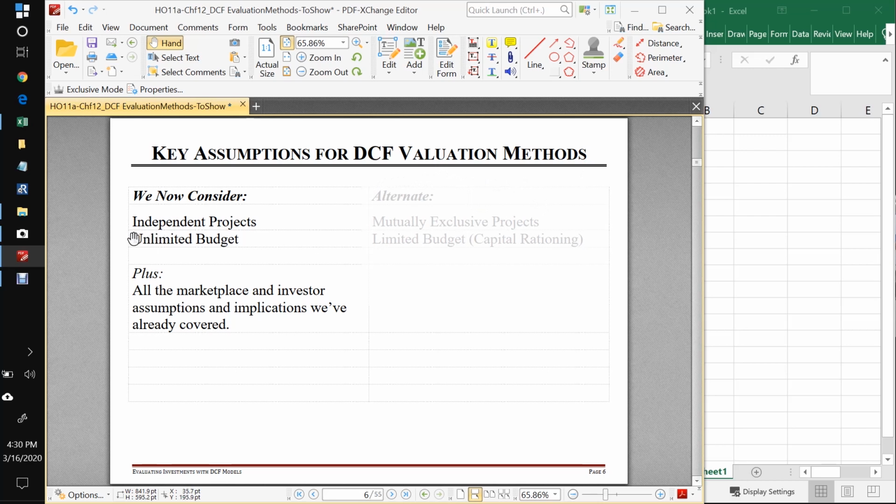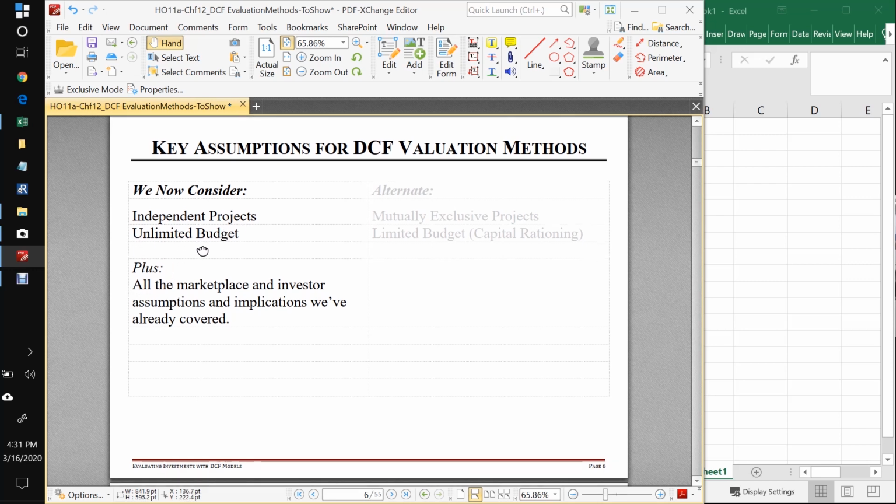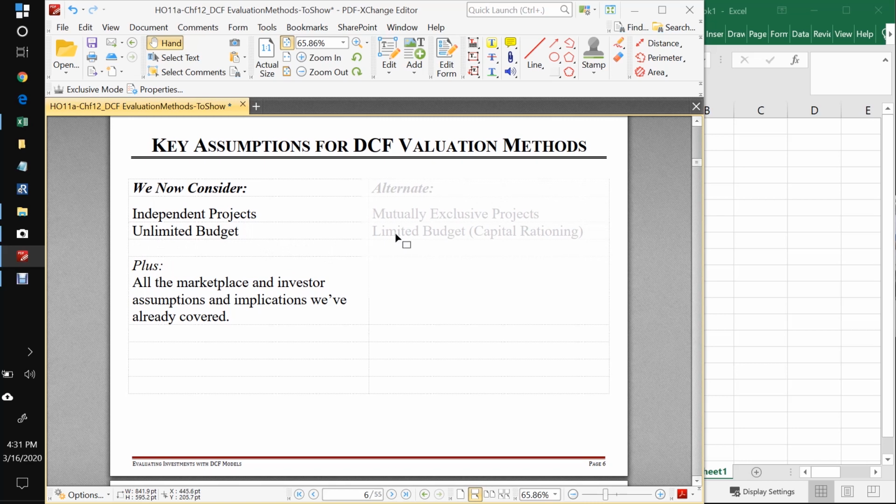So for now, let's consider all of our projects are independent, and also let's assume we have an unlimited budget. In addition to that, we're going to have to assume all of the marketplace and investor implications that I've covered previously. I covered some of those in chapter 8 and some more in chapters 9 and 10. There was one page that just had this horrific list of all the assumptions needed for our models. That horrific list still applies. Plus, we have independent projects. Plus, we're assuming an unlimited budget.